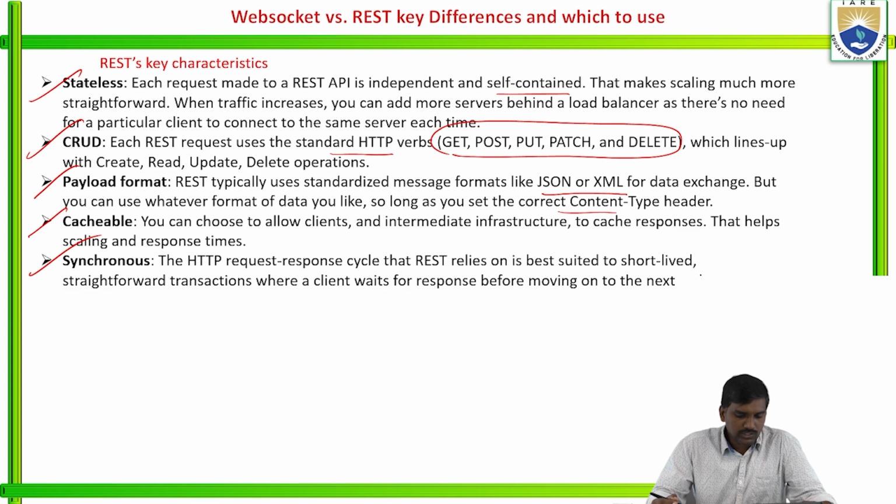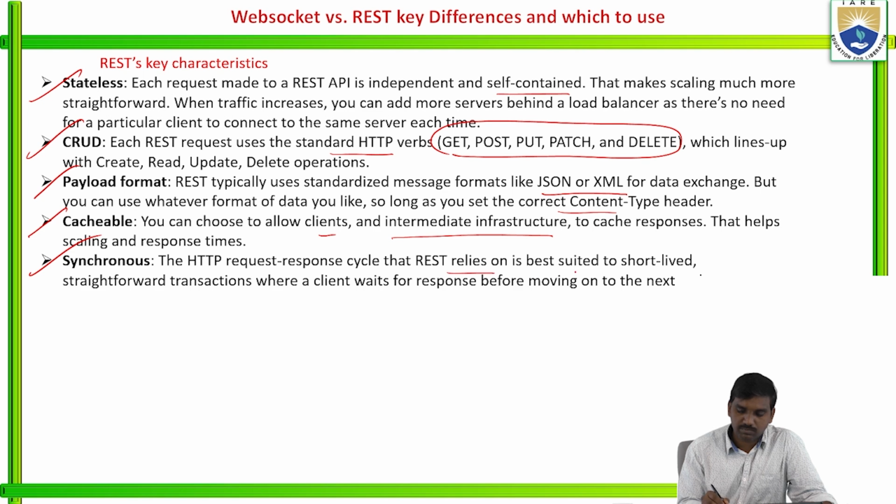Cacheable. You can choose to allow clients or intermediate infrastructure to cache a response, which helps scaling and response time. Synchronous. The HTTP request-response cycle that REST relies on is best suited for short-lived, straightforward transmission. So these are some key characteristics of REST.